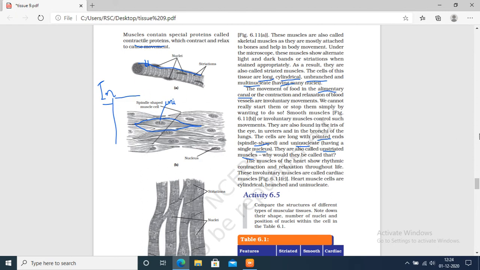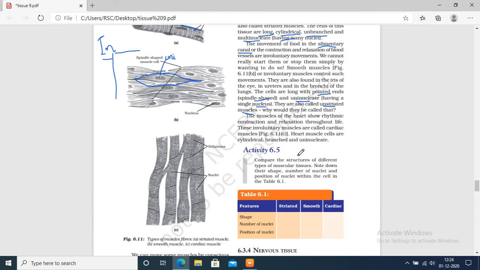Now let's talk about the third muscle, which is the cardiac muscle. This cardiac muscle is very important because it is present only inside the heart. Cardiac is the name for heart. So cardiac represents heart. This type of muscle is found only in the human heart. Okay, and this muscle is very special because it is responsible for our heartbeat.